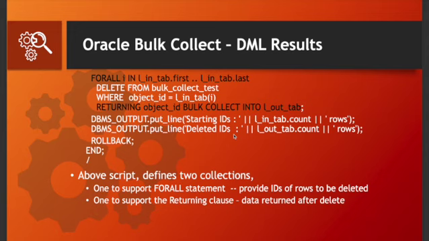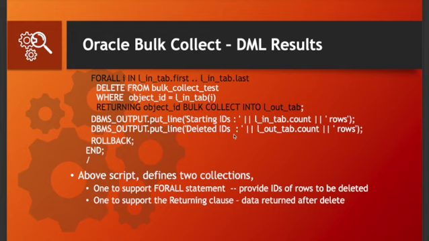Then now we are using the FORALL command, a FORALL loop, which is showing I in from this to this, and then the delete command, where we are deleting some rows, and then RETURNING object id BULK COLLECT INTO our out variable. Here you can see we are using FORALL and also returning objects as a bulk collect as well.